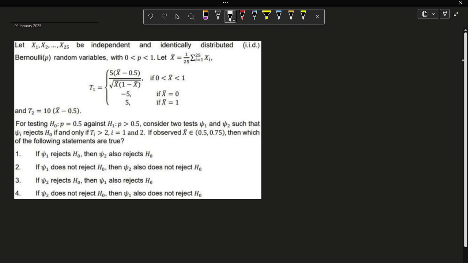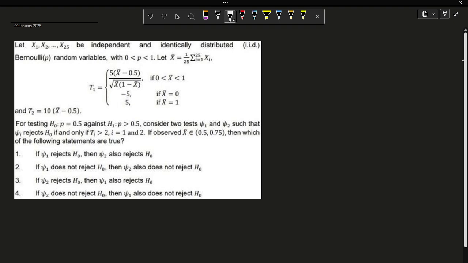This question is telling us: let x1, x2, ..., x25 be independent and identically distributed Bernoulli p random variables, where p lies between 0 and 1, and let x bar be the mean of these. That means 1 by 25 into the summation, i running from 1 to 25, of xi.